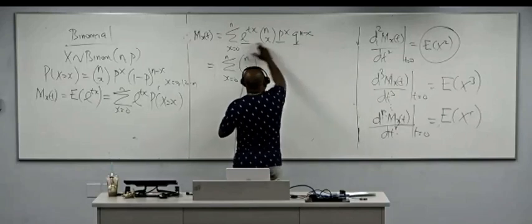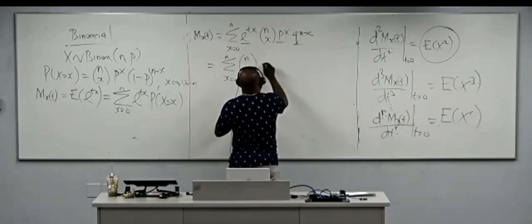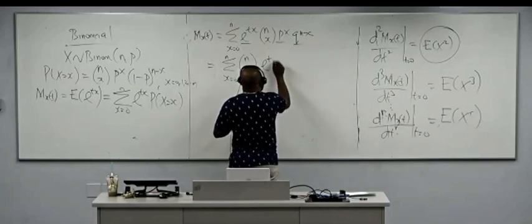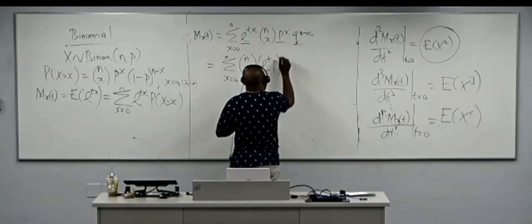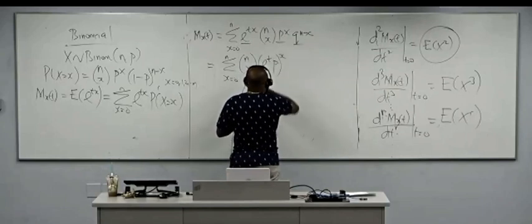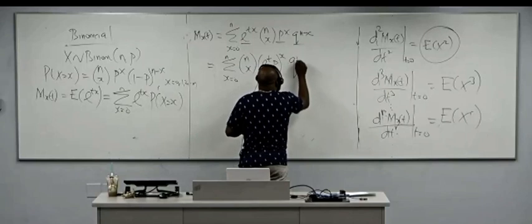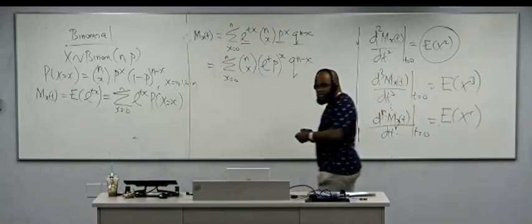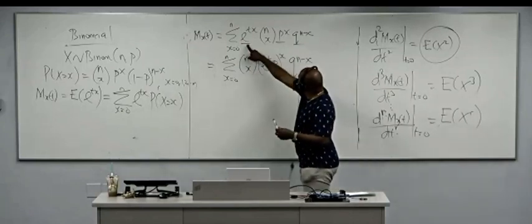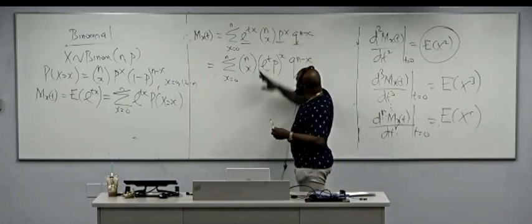Now I can combine this and this. I can do e raised to power t, p raised to power x, and q raised to power that. Any question? I only combine this and this. They both have that.